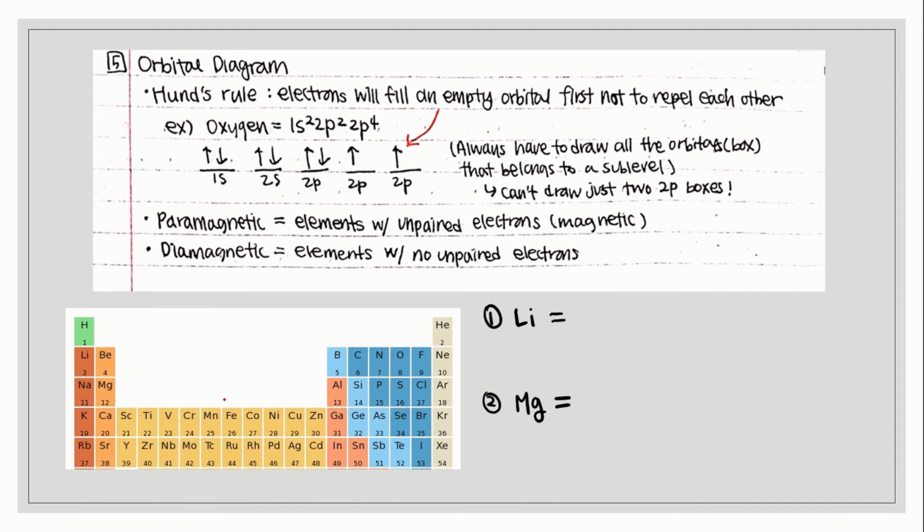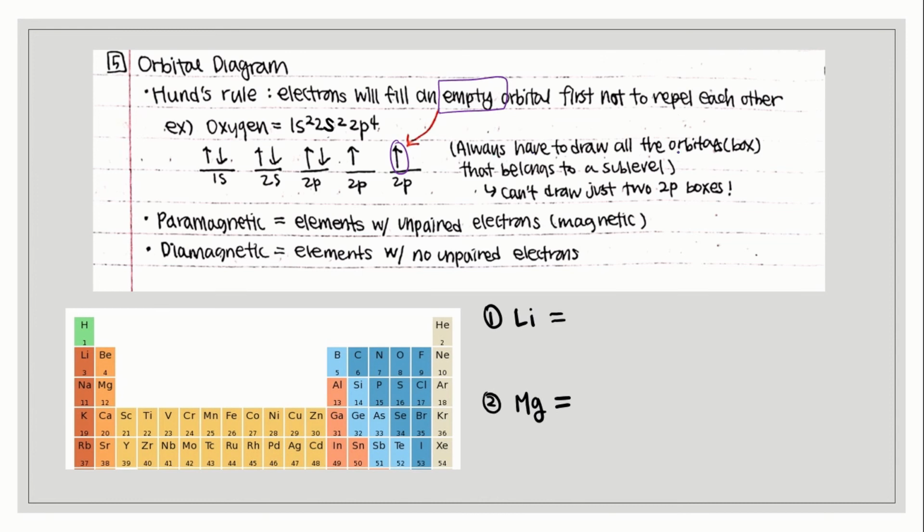Next is the orbital diagram. So Hund's rule states that electrons will fill an empty orbital first, so as not to repel each other. So oxygen is 1s2, 2s2, and 2p4. But in the orbital diagram, electrons will go to all 3 different 2p orbitals. You might think this electron was supposed to be in here, but electrons will fill an empty orbital first to not repel each other, because if this electron was located here, they would have to repel each other, but if it goes here, they wouldn't. So that is one way for the electrons to minimize the repulsive forces.